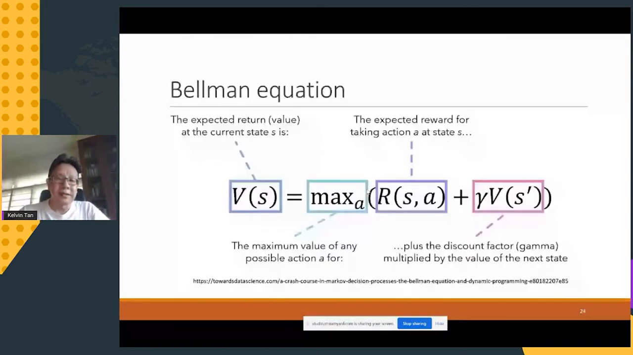So the Bellman equation explains this pretty well. This is the basic, fundamental equation for reinforcement learning. Over here on the left-hand side is the value term, V of S, the value of a position within the environment, or the state. This is the value of a certain state. On the right-hand side, we have max over A of R, the reward, for state and action, plus gamma, the discount factor, times the value of the next state.